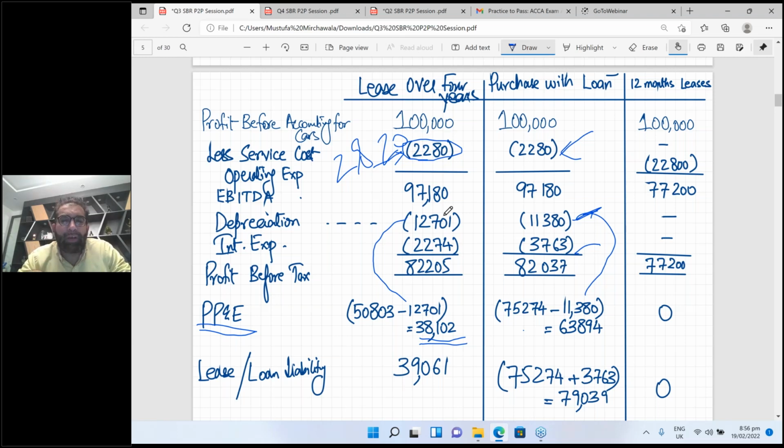Okay, now what will be the loan liability? I already showed you, my dear student. In this option 2, we didn't pay a single penny before the year end. So that means the original loan is still the same plus the accrued interest. Original loan plus the accrued interest, the total loan will be 79039.